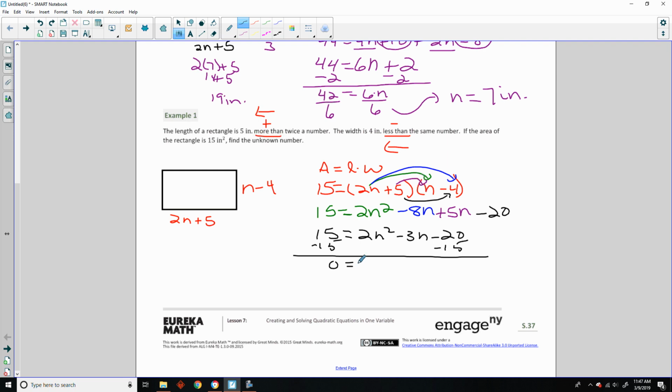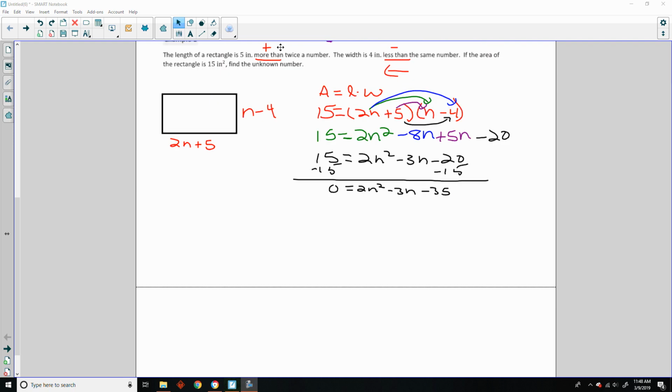Zero equals 2n squared minus 3n minus 35. Look for a greatest common factor. There aren't any. Okay, just needed to clean that up a little there, get that out of the way. All right, so since there are no greatest common factors, we will have to factor this. So I'm going to use my Beats method.